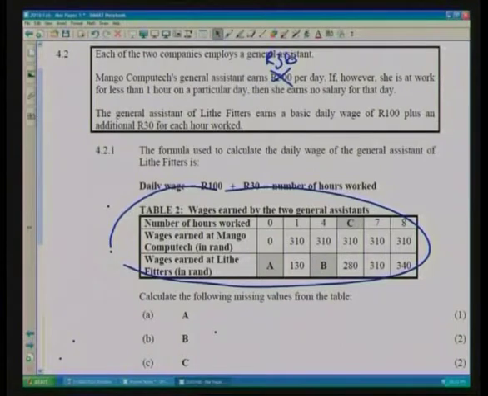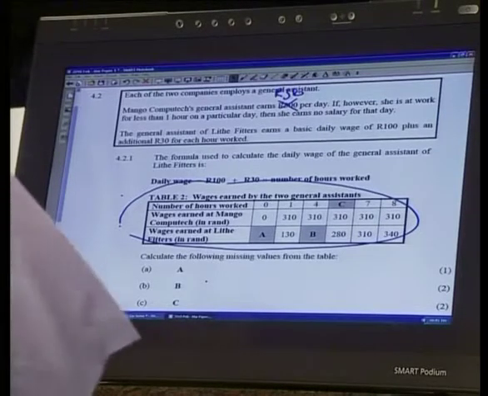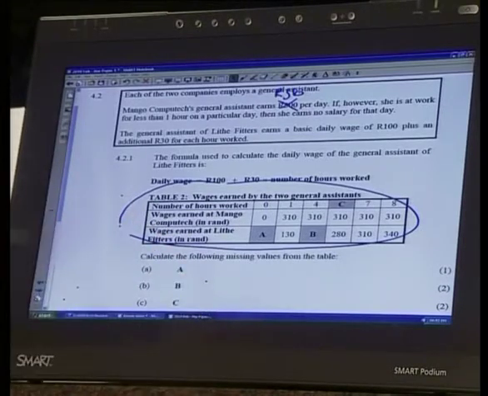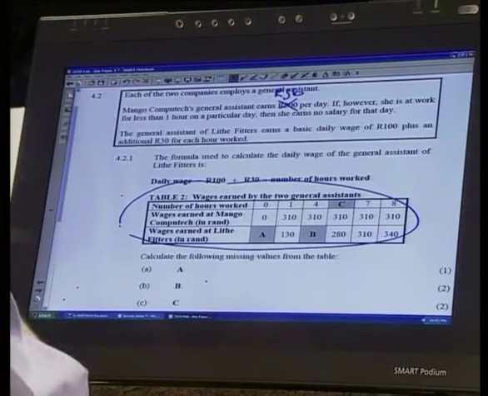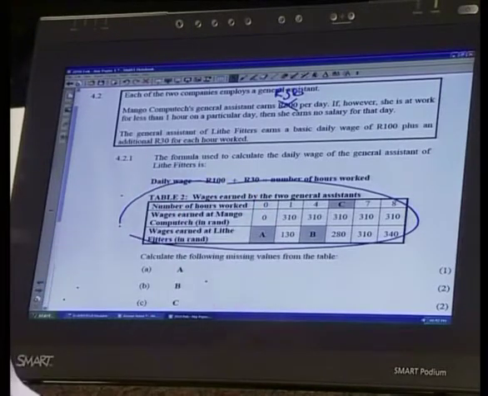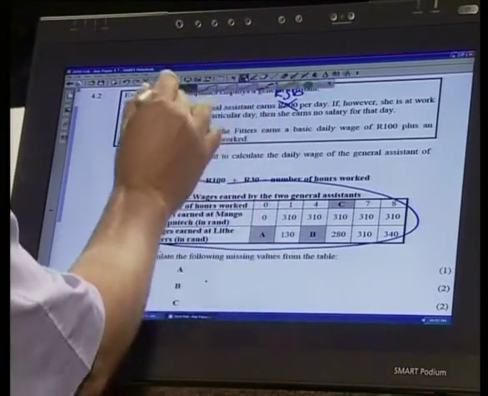No hours worked, you're not getting paid. You work 1 hour, you're getting 310 Rand. 4 hours, 310 Rand. 7 hours, 310 Rand. 8 hours, 310 Rand. Now, Live Fitters says the following. They've now got a slightly different scenario. Here, you are going to get 100 Rand a day if you work more than 1 hour. Here, I'm not working. I've got 0 hours.